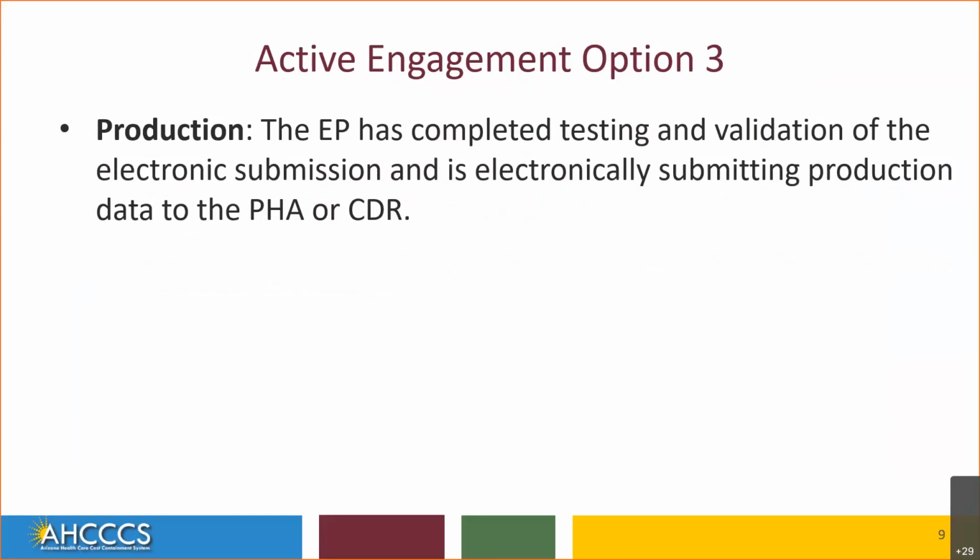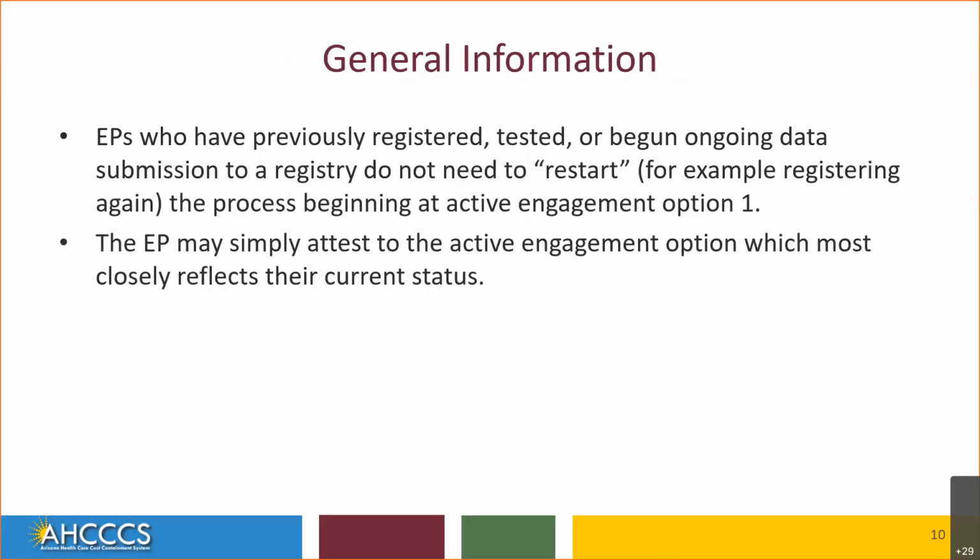Active engagement option 3 is the production phase. It's when the EP has completed testing and validation of electronic submission and is currently electronically submitting production data to the registry. Just some general information: EPs who have previously registered, tested, or begun ongoing data submission to a registry do not need to restart the process beginning at active engagement option 1.